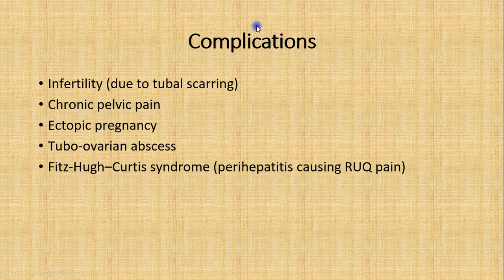What are the complications of PID? Infertility due to tubal scarring, chronic pelvic pain, ectopic pregnancy, tubo-ovarian abscess, Fitz-Hugh-Curtis syndrome, perihepatitis causing right upper quadrant pain.